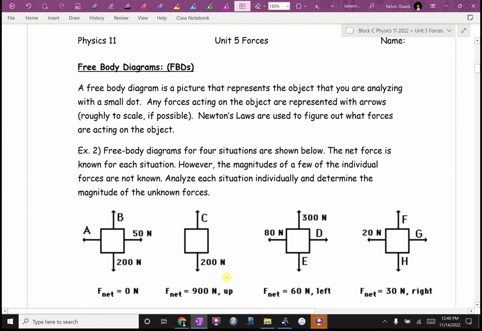A free body diagram is a picture that represents the object that you're analyzing with a little dot. Any forces acting on that object are represented with arrows, roughly to scale. What do I mean by roughly to scale? If you happen to know that two forces are the same size, draw the arrows roughly the same size. If you happen to know that one force is larger than another one, draw that arrow obviously larger than the other one. Roughly to scale. We'll use Newton's laws, Newton's first and Newton's third, to figure out what forces are acting on the object.